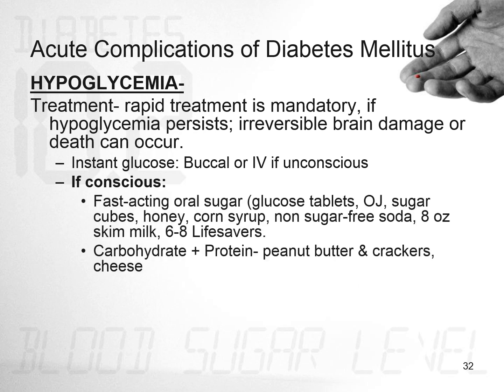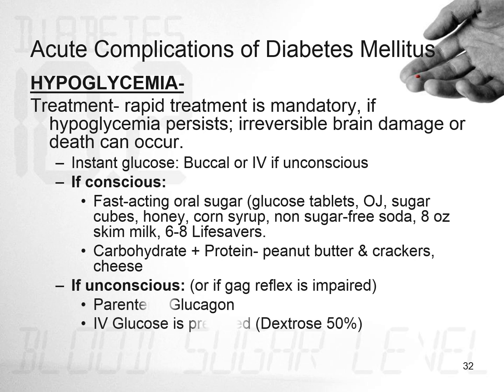So treatment here for hypoglycemia, rapid treatment is mandatory. If hypoglycemia persists, irreversible brain damage or death can occur. They need instant glucose. So we're either going to have to give that by the buccal route or IV if they're unconscious. If they are conscious, though, we can do a fast-acting oral sugar like glucose tablets, orange juice, sugar cubes, honey, corn syrup, a non-sugar-free soda, or 8 ounces of skim milk or 6 to 8 Lifesavers.